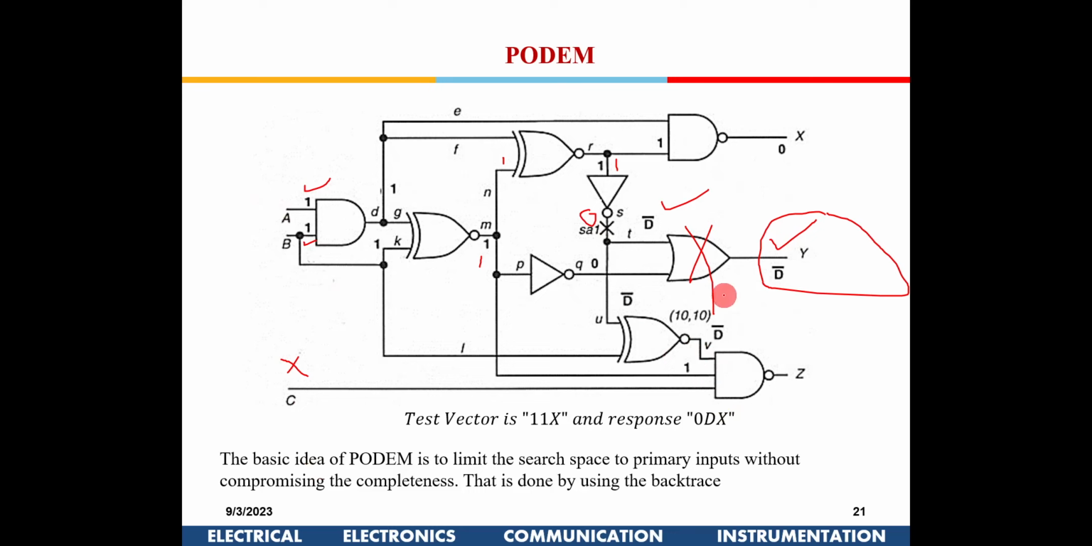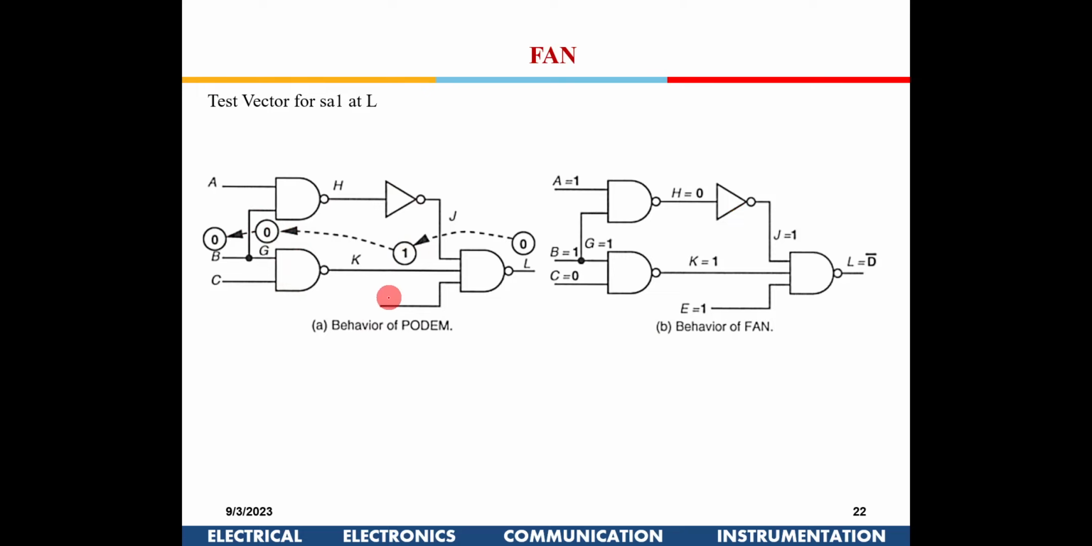In these two examples, we have not encountered a problem, but whenever it encounters a problem, it will go and start from the primary inputs. That's a small disadvantage, you could say.